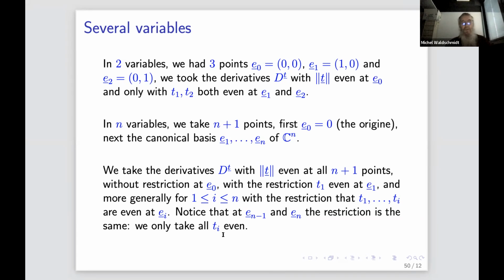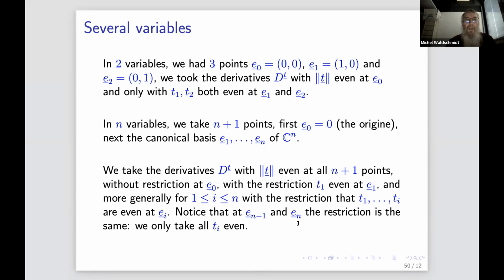And the solution which I propose is to take the derivatives dt, where the length of t is even at all the n plus 1 points. There is no further restriction at the origin. For E1, there is a restriction that T1 is even. For Ei, we ask that T1, ..., Ti are all even. And so for En minus 1 and En, the restriction is the same, all the Ti are even.